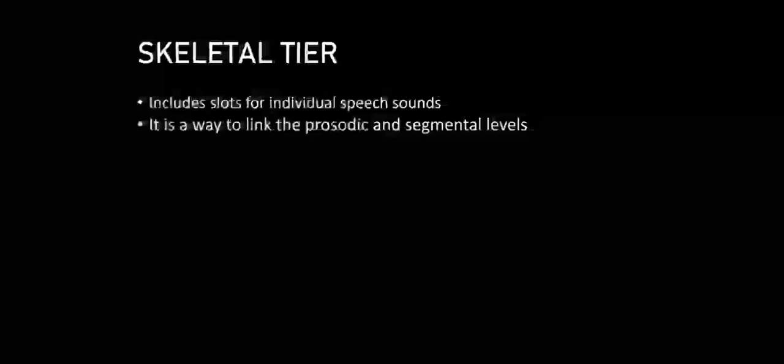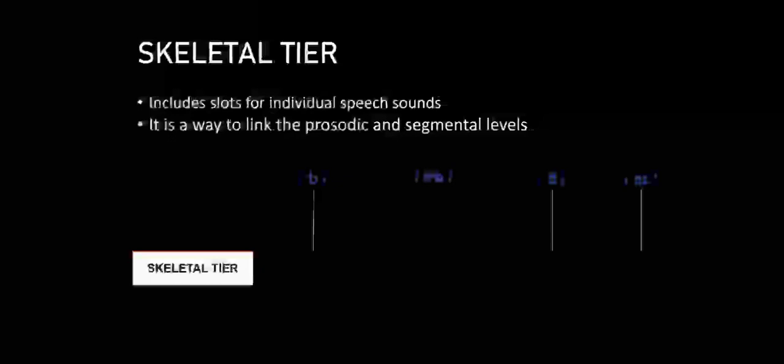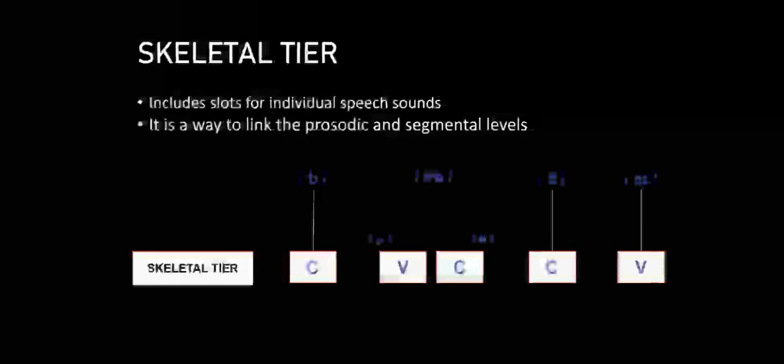The final prosodic tier is the skeletal tier. It includes slots for individual speech sounds and is a way to link the prosodic and segmental levels. In the skeletal tier, all individual phonemes are represented as vowels and consonants.